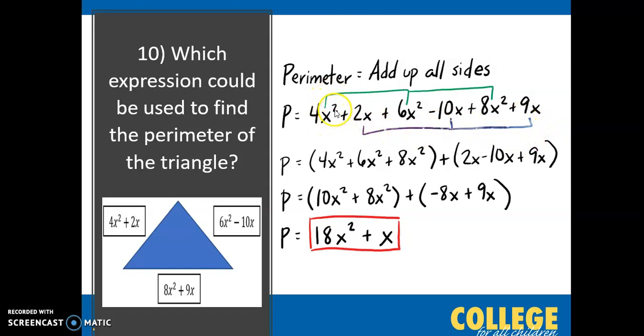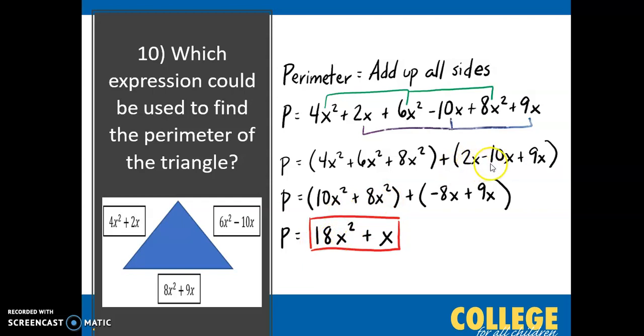Anything with an x with the exponent 2, I'm going to put together in one group, which I have right here. Anything that has just a number with the letter x, no exponent, I'm going to put in a second group over here. So 4x squared plus 6x squared plus 8x squared. 4 plus 6 is 10x squared. And then I'm still having to add the 8x squared, so that's 18x squared.